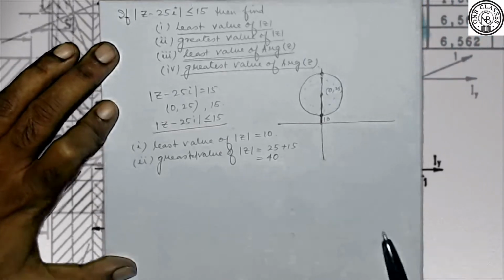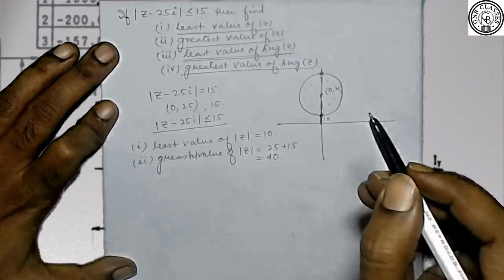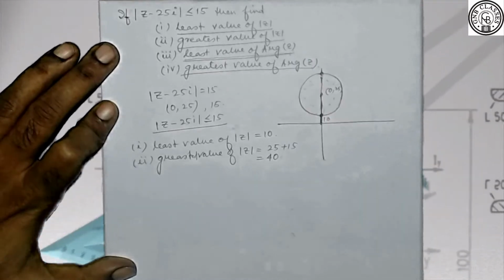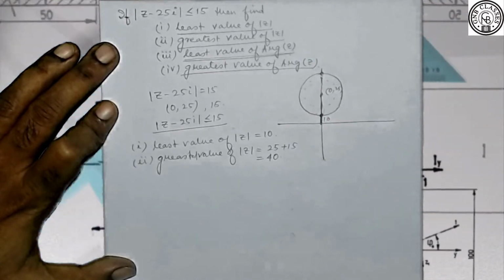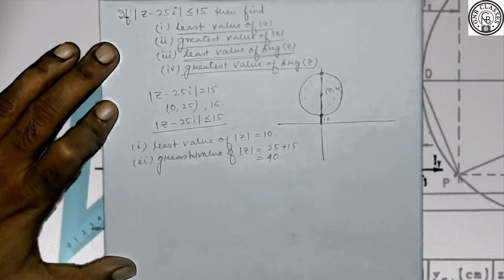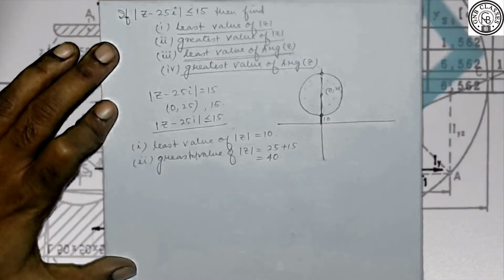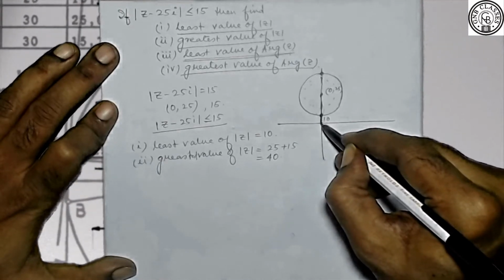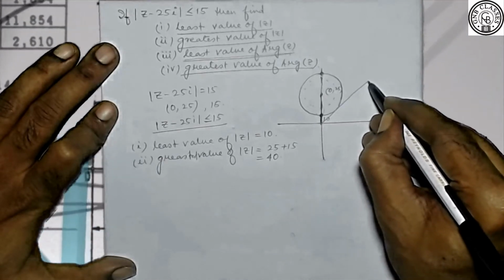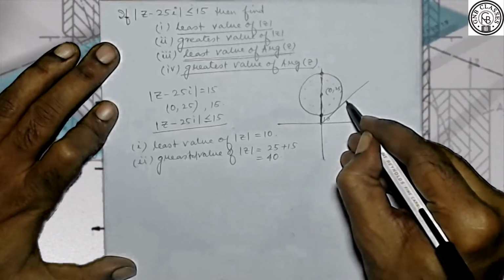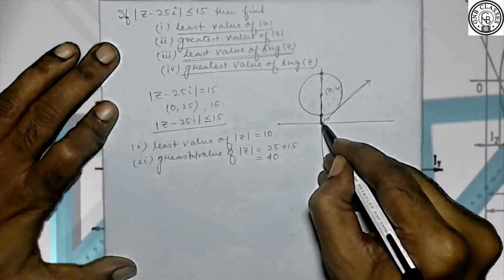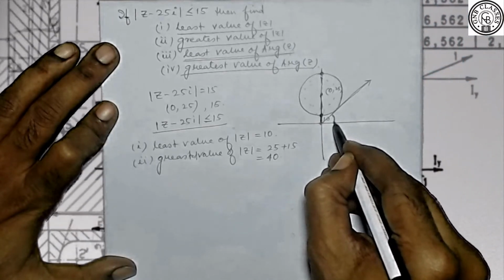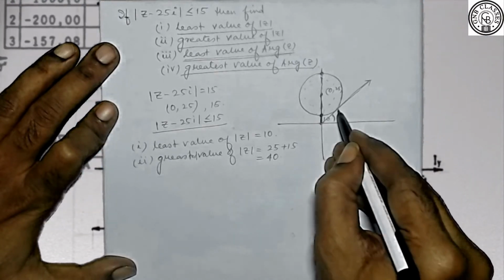Now we have to find out the least value of argument z. Now look at it carefully. Argument z means if I join the origin to the point z, the angle that is formed by this line with the positive direction of the x-axis. Is it clear? So the least angle is possible only if I draw a tangent from the origin; this ray emanating from the origin will form the least argument of z.